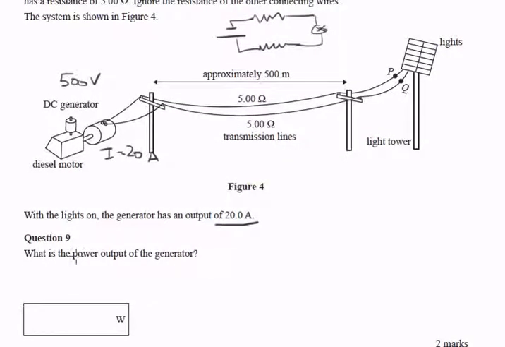Alright, the power output of the generator, so it's pretty simple to get started. The power P = VI, 500 volts times 20 amps, and 500 times 20 is 10,000.